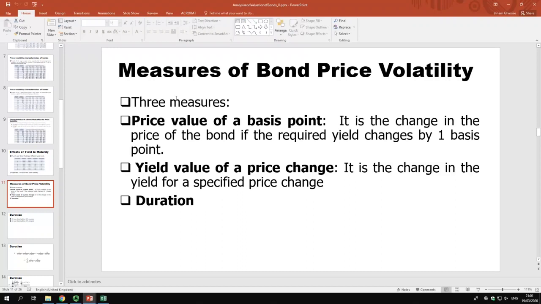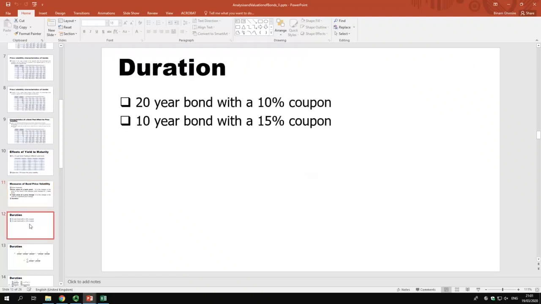And the second one, which is yield value of a price change, is just the relative measure, which is the percentage change. It is the change in the yield for a specified price change. Now, the third measure, which is duration, is the important one.